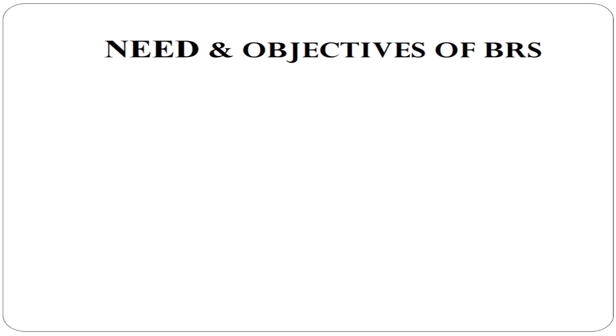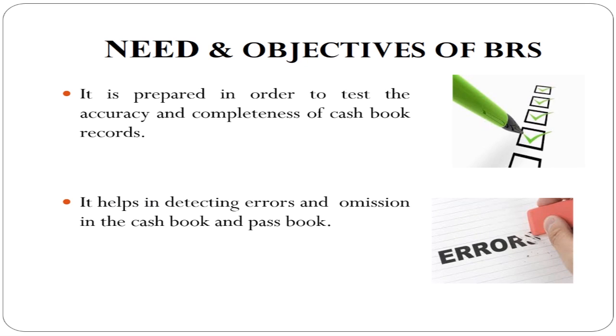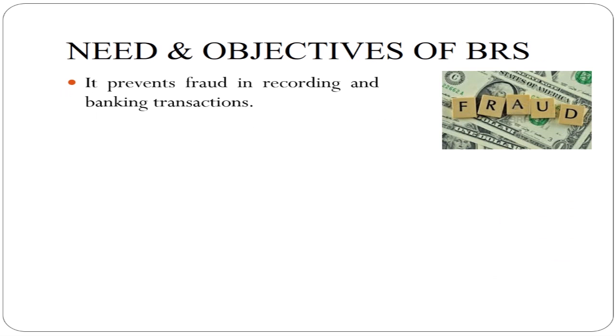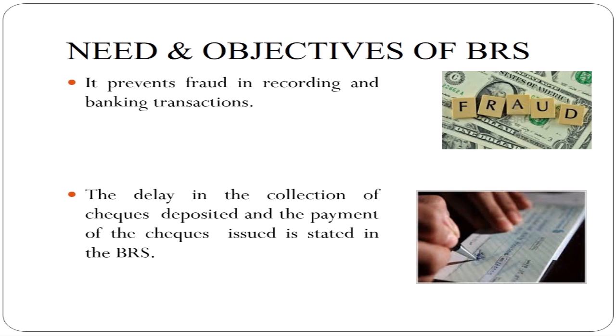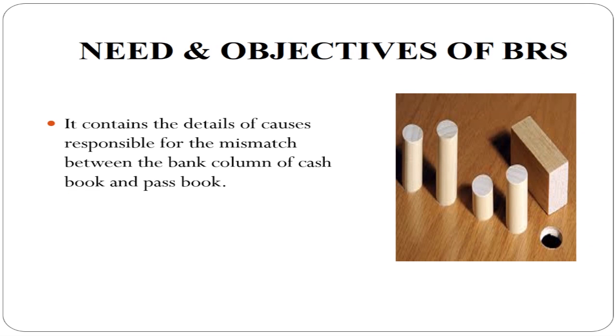Now let's move on to the need and objectives of BRS. First one is, it is prepared in order to test the accuracy and completeness of cash book records. Next one is, it helps in detecting errors and omissions in the cash book and passbook. It prevents fraud in recording and banking transactions. The delay in the collection of checks deposited and the payment of checks issued is stated in the BRS. So, it contains the details of causes responsible for the mismatch between the bank column of cash book and passbook.